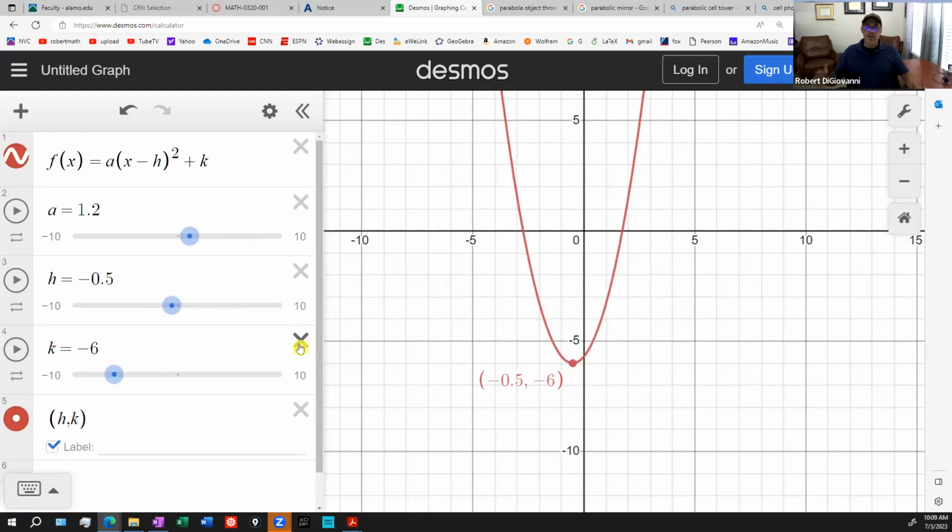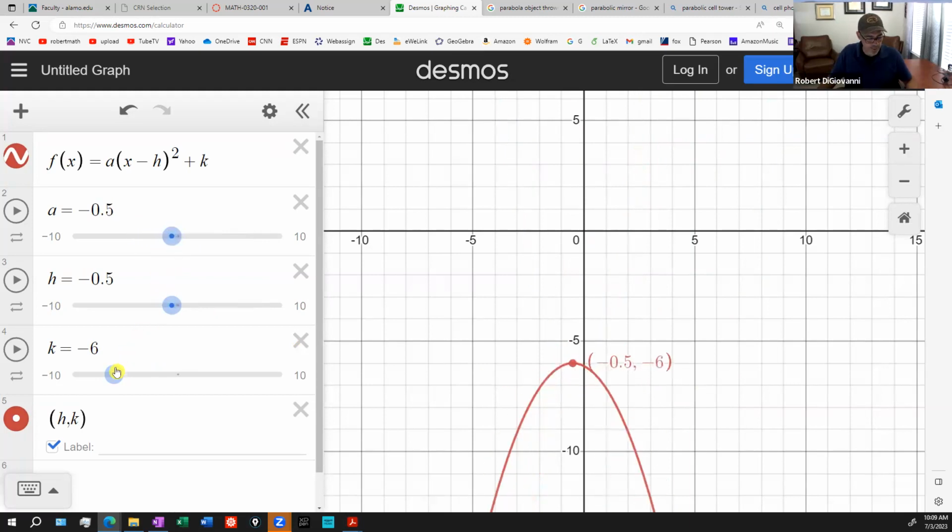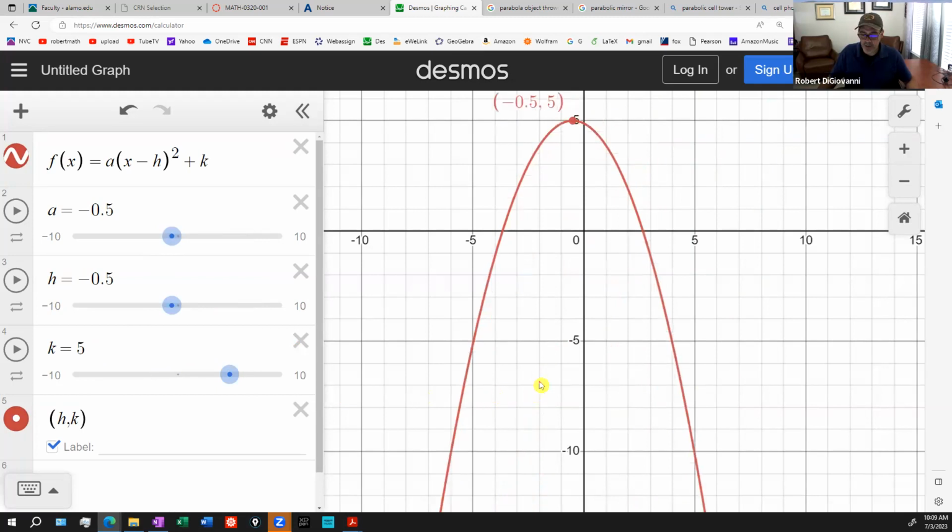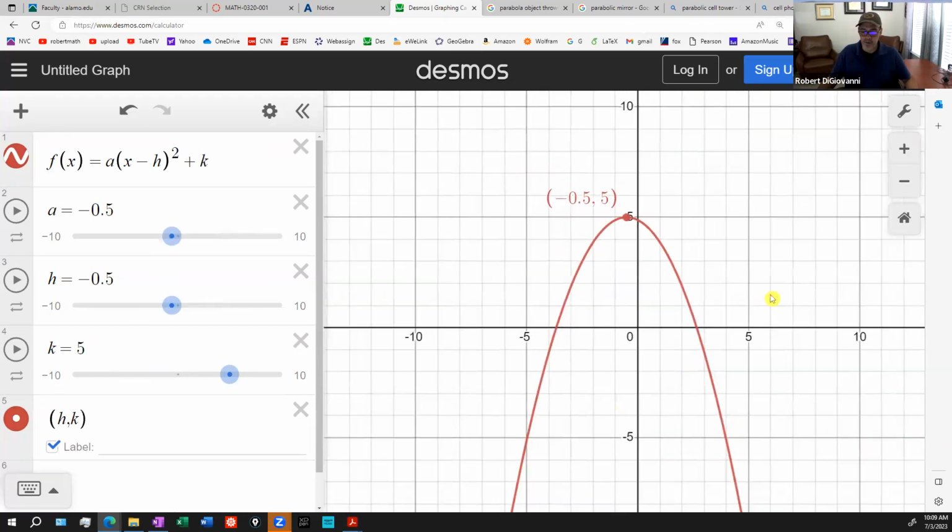Let's say I'm looking at that right there. I'm going to open it the other way, so it looks like I'm throwing something, like that's an object that's been thrown. Notice that there are two points here where the graph hits the x-axis. These are called our x-intercepts.